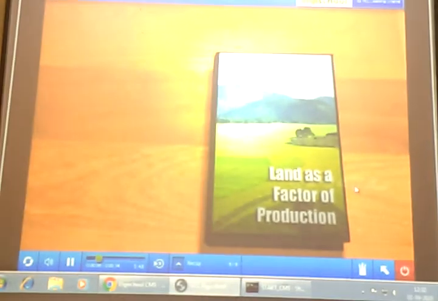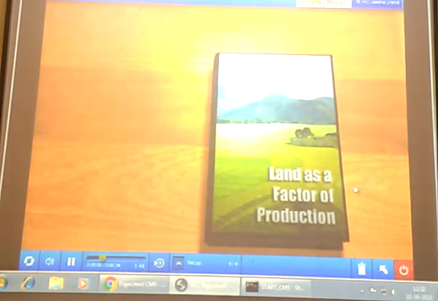Go through the pages of this flipbook to review the main points covered in this session.